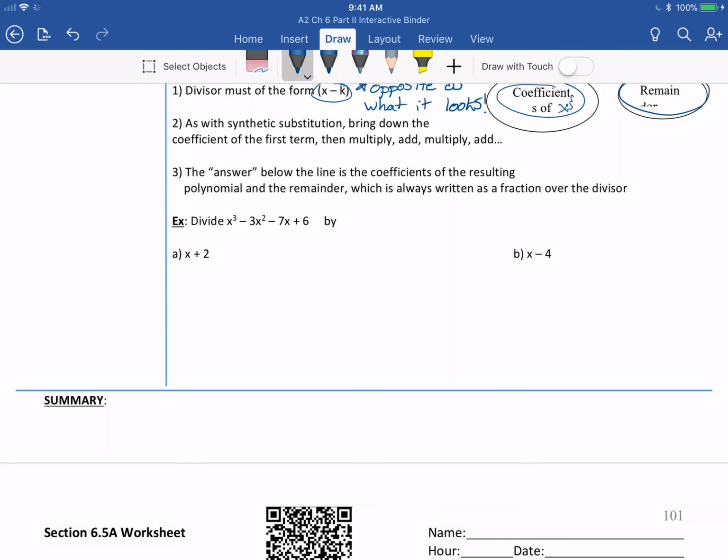All right, so I have to divide this by x plus 2. That means my k is going to be negative 2, so I put that negative 2 out front. Now I have my L, and then I put my coefficients. Remember, I have 1x cubed, negative 3 for my x squared, negative 7 for my x, and 6 for my constant. Remember that you don't have any zeros here, but if you do, you have to put them in.